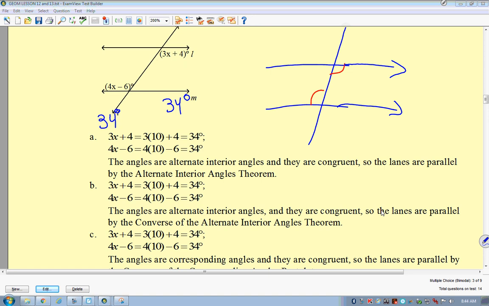All right, so let's see. Then the correct answer looks like it should be B. The angles are alternate interior angles and they are congruent, so the lanes are parallel by the converse of the alternate interior angles theorem. All right, hopefully we got that down now.